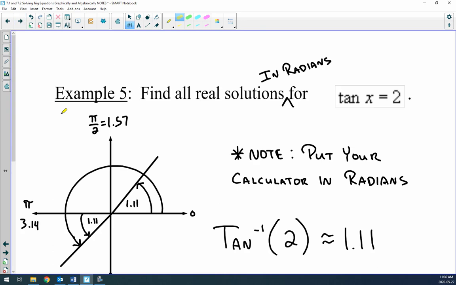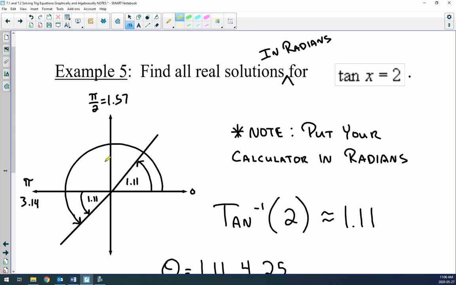Okay, let's look at example 5. Now, find all solutions in radians for tan x equals 2. Whoa, well, tan x equals 2 doesn't exist on our unit circle, right? We can't just see it. So what we got to do is use the old calculator to do this one. Now, this is the first time you're actually going to change your calculator to radians. So instead of degrees, change your calculator to radians.